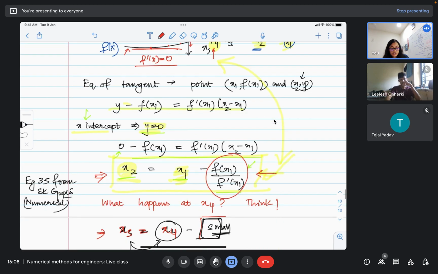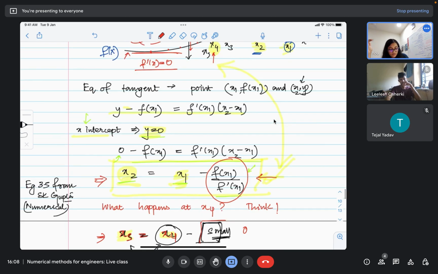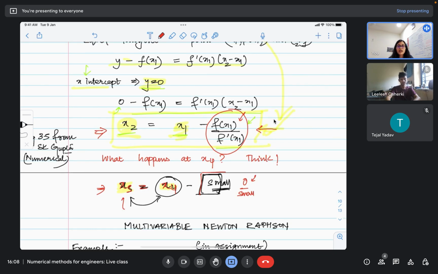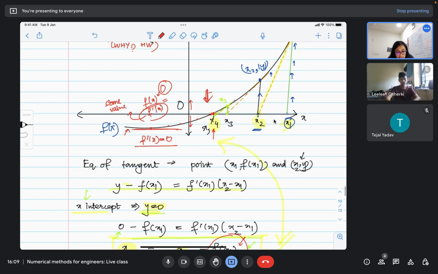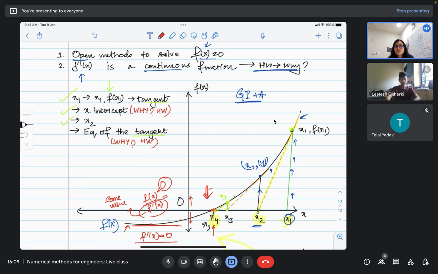So in this functional form, when you arrive at the root, probably x5, the previous value x4 does not change, because you're basically subtracting a 0 from it. The numerator f of x is 0 at that point, so it is 0 divided by some value. It does not matter how small, 0 divided by anything will be 0, and hence it has converged to the root. So have you both understood the concept of Newton Raphson, and how Newton Raphson is giving the root?